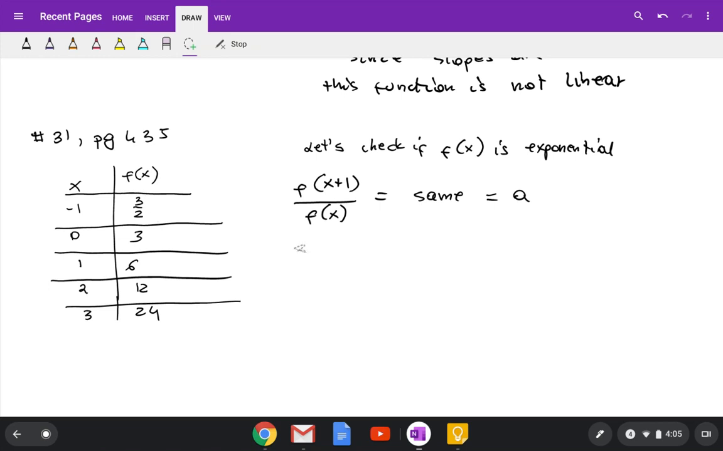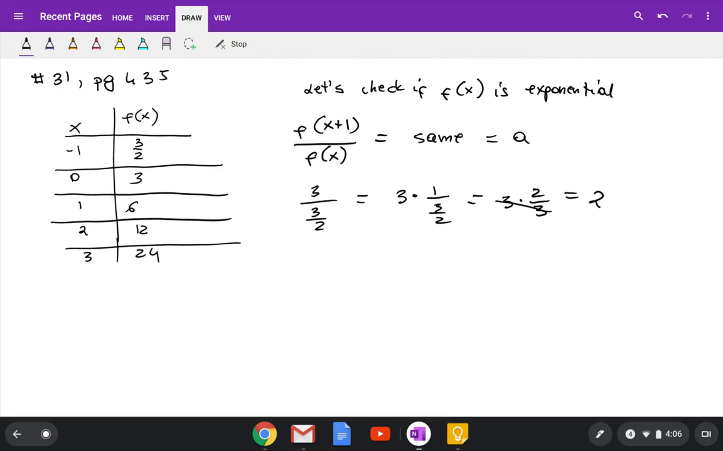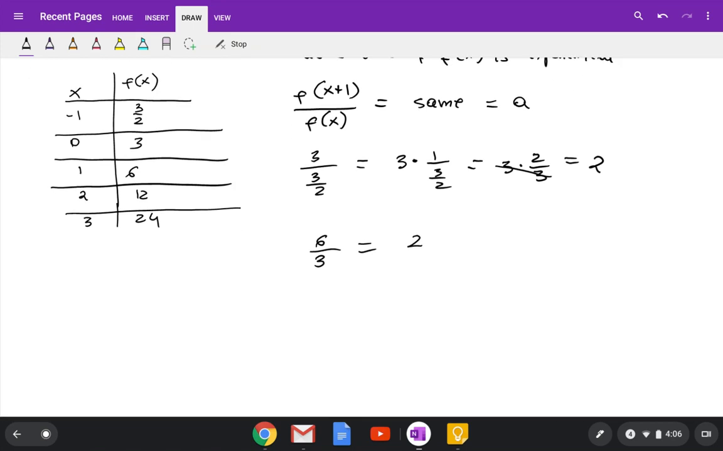Okay, so I have 3 divided by 3/2. A number divided by a fraction means this number is multiplied by the reciprocal of 3/2, which is 3 times 2/3. And we're getting 2. Now I have to continue. I'm going to take the ratio of the next two consecutive outputs: 6 divided by 3, I'm getting 2. So far, we're good. Of course, you have to show it for all of them.